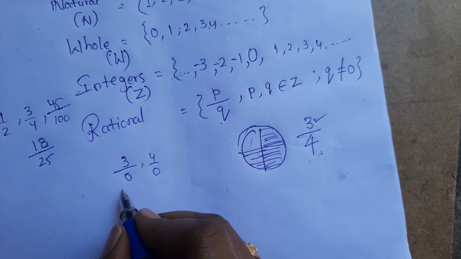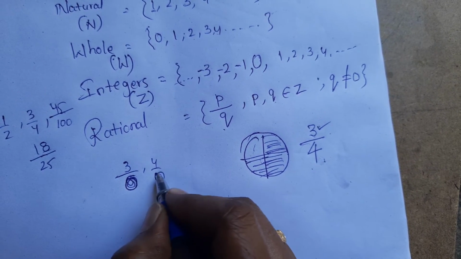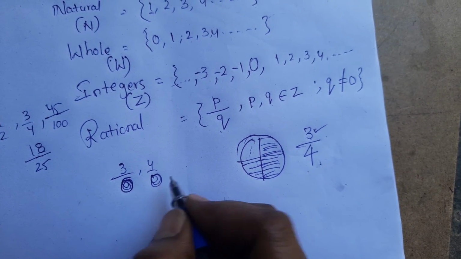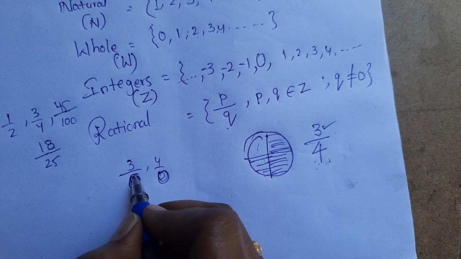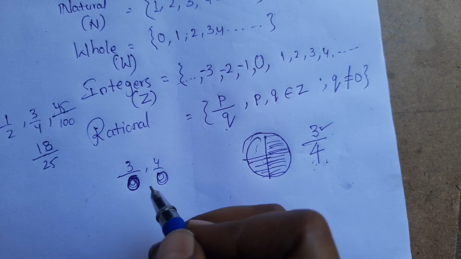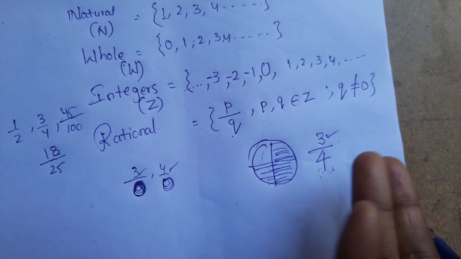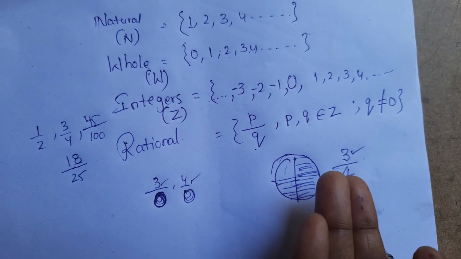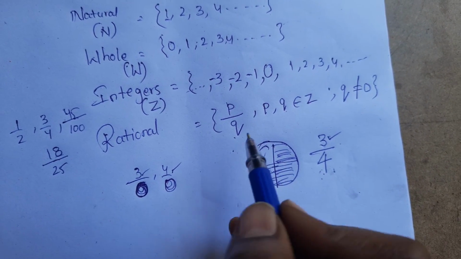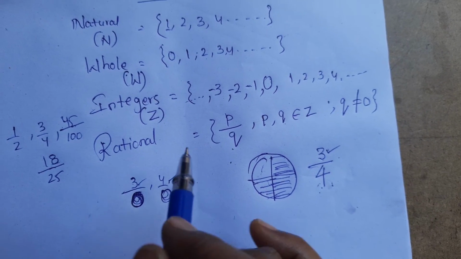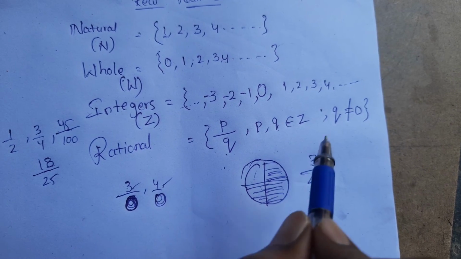How many parts have we selected? 3 parts. If we write 0 in the denominator, it means there are no parts, 0 parts. The total number of parts is written in the denominator, but here we have only 0, meaning there are no parts. Then how can you select 3 parts or 4 parts? It is a meaningless answer. So in P by Q, Q should not be 0. Rational numbers are in the form of P by Q, where P and Q belong to Z.